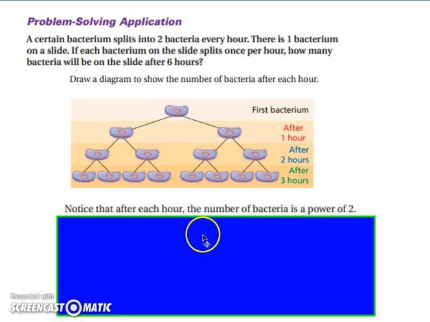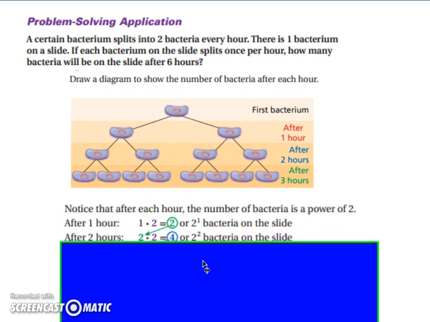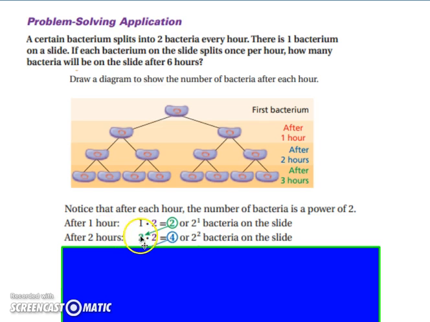So let's look at this a little bit more specifically. After hour 1, we have 1 times 2, which equals 2, or 2 to the 1st. So 2 to the 1st gives us 2 bacteria. After 2 hours, we have 2 times 2, which is 4, or 2 to the 2nd bacteria on the slide.